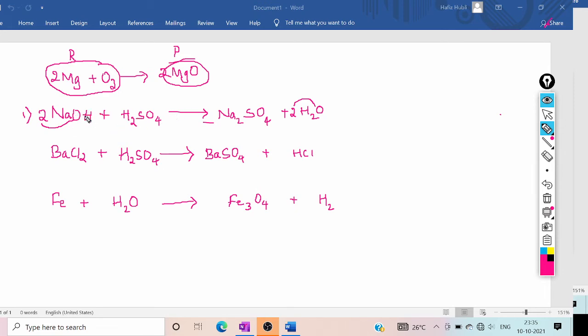Now we'll see the number of hydrogen atoms on both the sides. Here 2 hydrogen atoms, here 2 hydrogen, that is total 4 hydrogen on the reactant side, and here 2 twos are 4, that is 4 hydrogen atoms on the product side. So this is how the equation got balanced. So let's try with the second equation here.